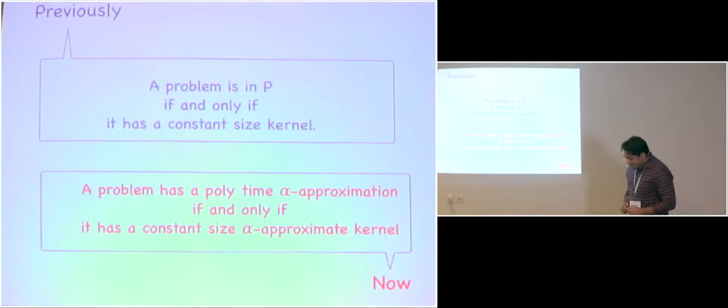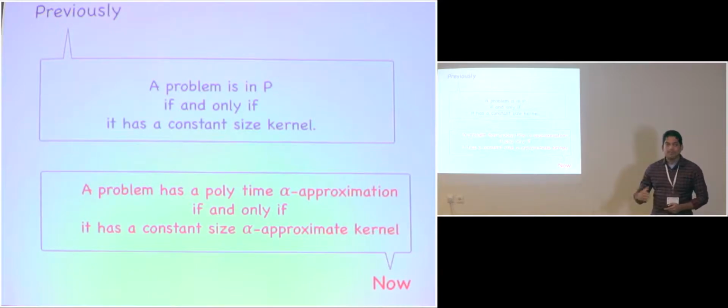Now the second thing. If you spend time thinking about the notion of kernels, you will have noticed that a problem is in P if and only if it has a constant size kernel. Because if it has a constant size kernel, clearly it is in P. You just do this pre-processing in polynomial time, and solve it in constant time. And the converse is equally easy. What is the analogy that you would like? A problem has a polynomial time alpha approximation if and only if it has a constant size alpha approximate kernel. And again, such an analogous statement also holds with this definition. So if the statement is clear, I'll go ahead and give you a quick sketch of the proof.